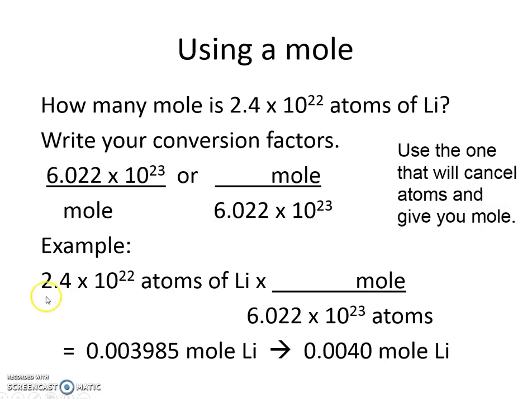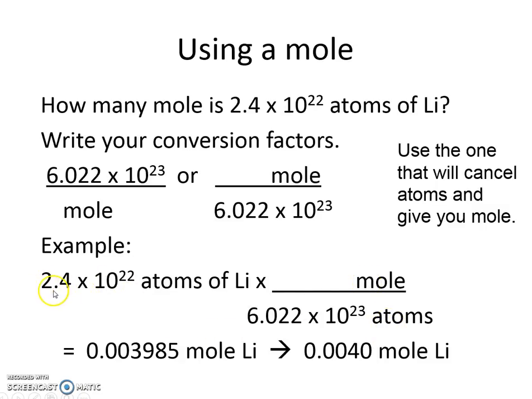So here's a problem using this. What is the number of moles in 2.4 times 10 to the 22 atoms of lithium? So we start with the given in the statement, 2.4 times 10 to the 22 atoms. You can put lithium, or you could just use atoms. And then we use a conversion factor that gives us cancellation. Atoms cancel with atoms to give you moles.